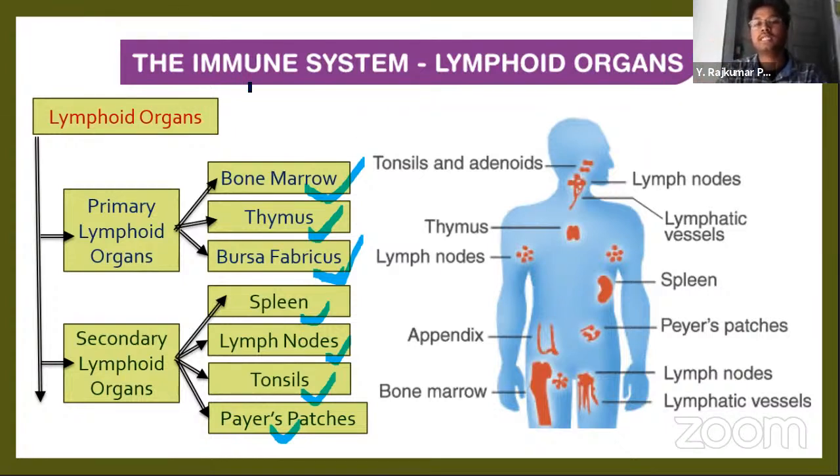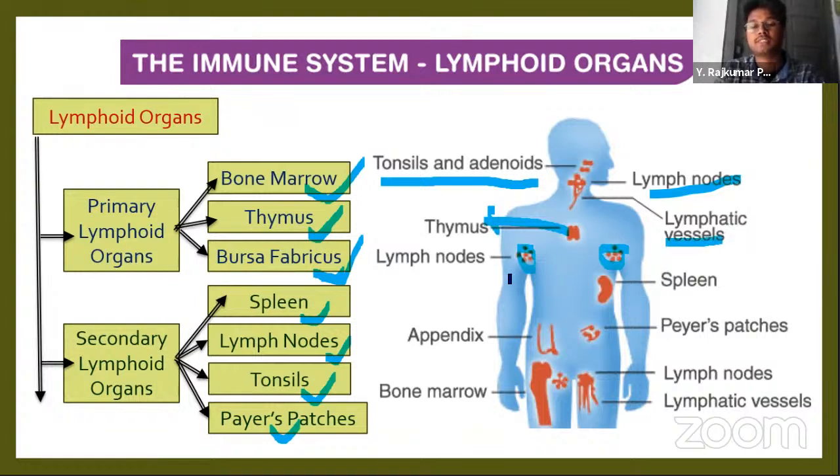Okay, so in the picture, you can see different organs of the immune system. Tonsils and adenoids are located behind the jaws. Okay, they are located here, and lymph nodes are located at the neck region, and not only at the neck region, all over the body the lymph nodes are spread. Thymus is located here, okay, near the heart. Next, lymphatic vessels are present all over the body.